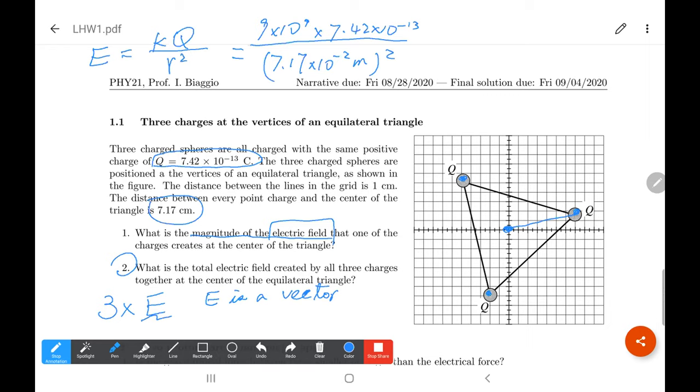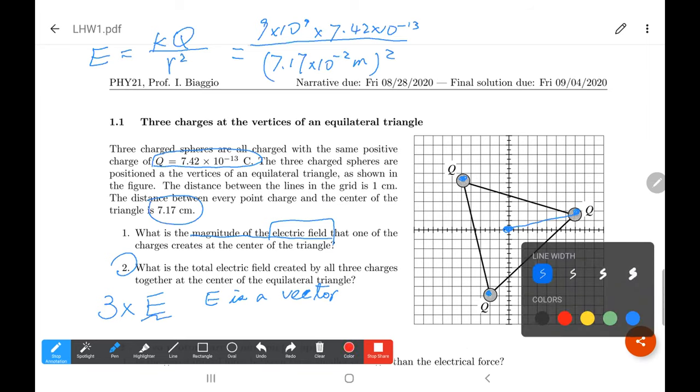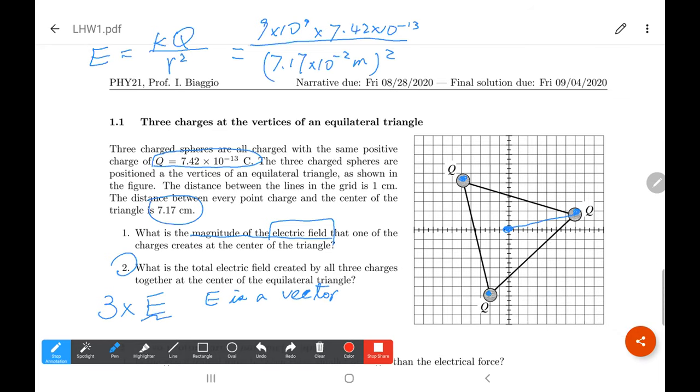So the electric field is a vector. If we draw a free body diagram at the center, you will find that the first charge generates the electric field in this direction, the second charge generates the electric field in this direction, and the third one gives you electric field in this direction. So they are not parallel. We cannot just add them by value. If you use the value times three, this is not correct.